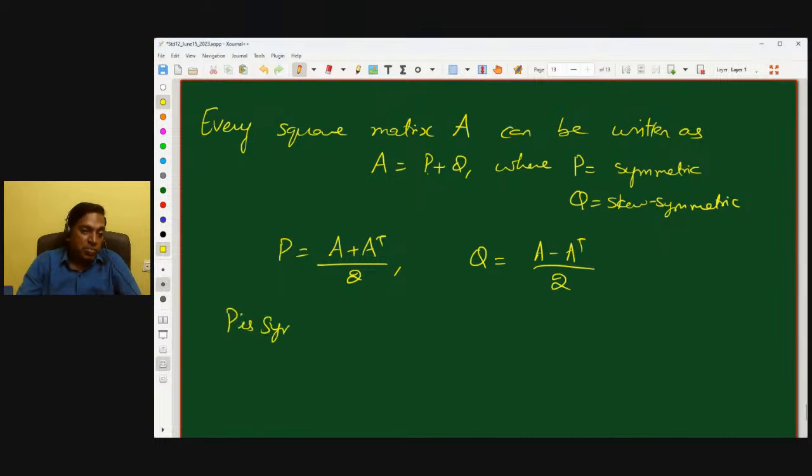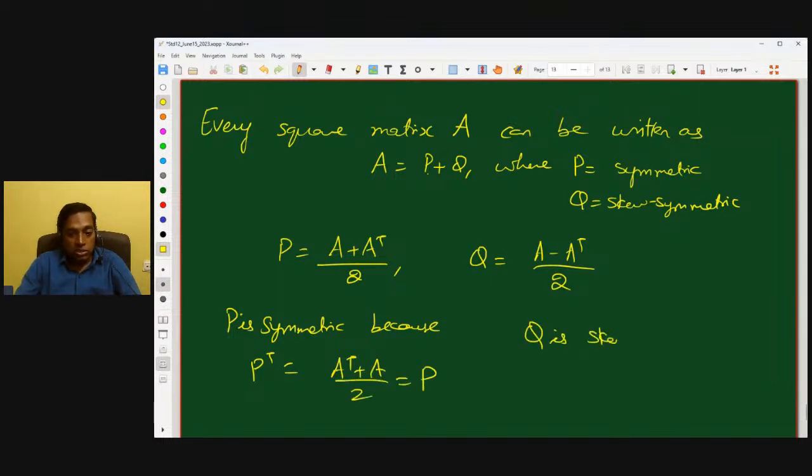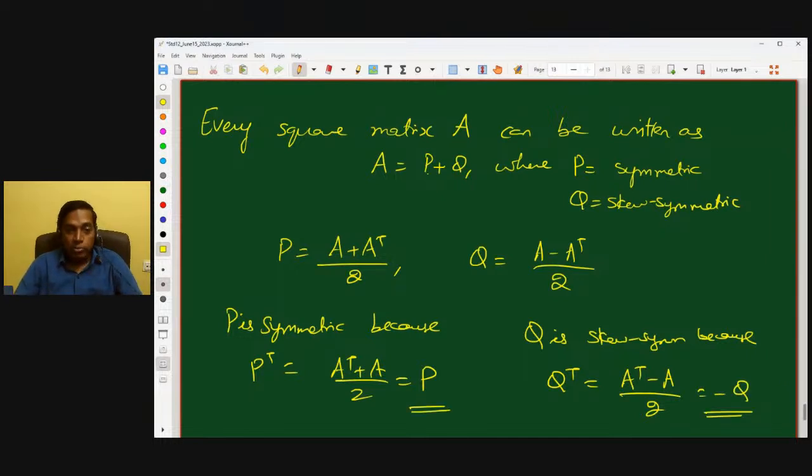P is symmetric because P transpose is A transpose plus A by 2, which is P, and Q is skew symmetric because Q transpose is A transpose minus A by 2, which is minus Q. I hope you are able to see this. It's a very beautiful result.